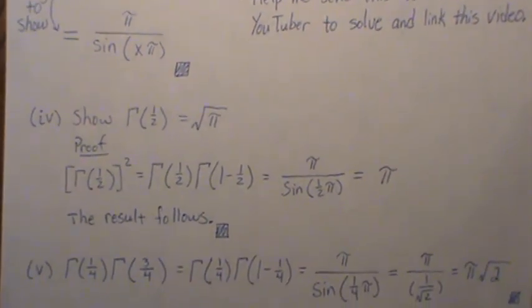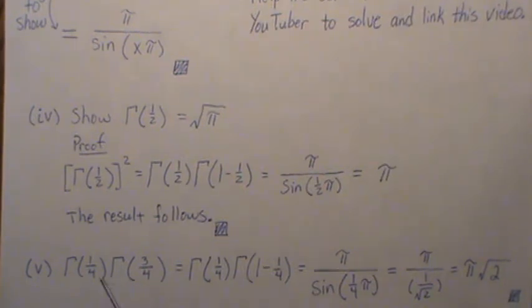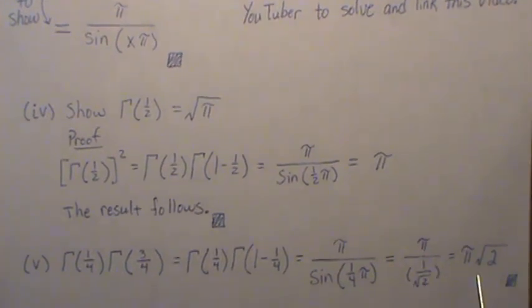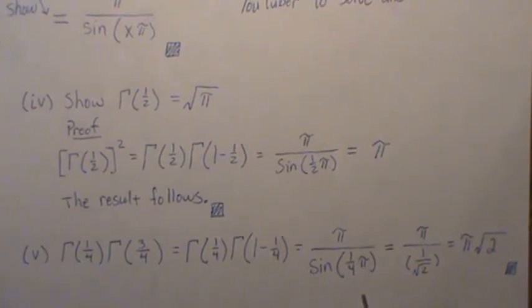The fourth one, gamma of 1/4 times gamma of 3/4. Well, this fits nicely into bullet point 3, and so that's gamma of 1/4, gamma of 1 minus 1/4, so that's equal to pi divided by the sine of 1/4 pi. And then the bottom here is 1 over square root of 2. Invert, multiply, pi times square root of 2 is what this product equals.